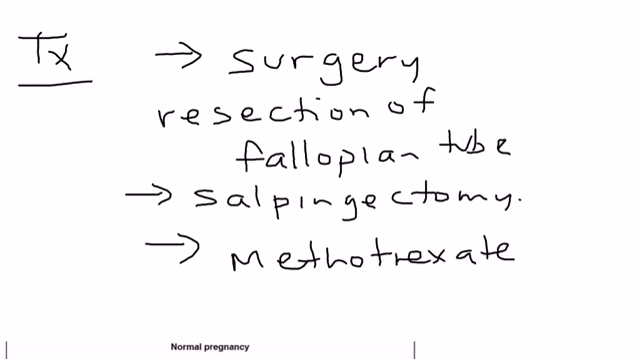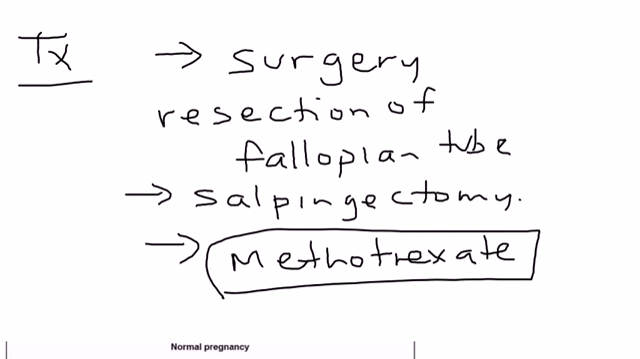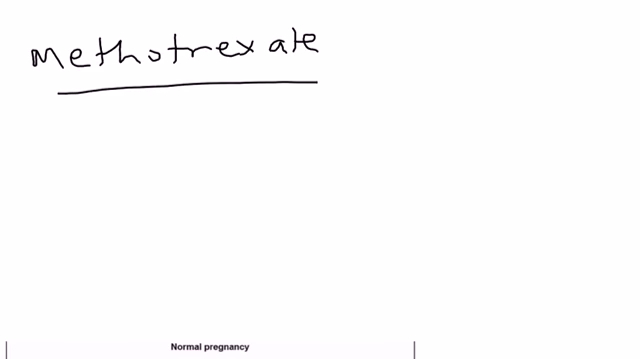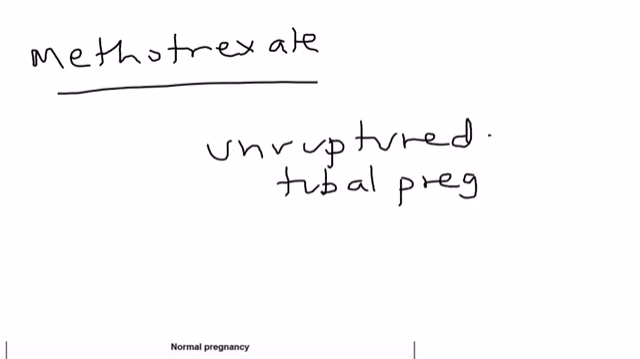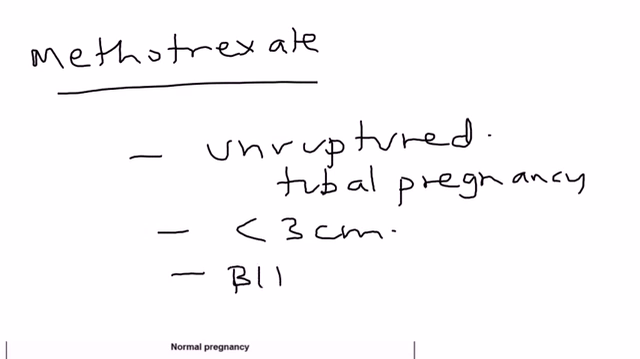Now, methotrexate is only used in certain specific conditions, and I'll explain it. When can you use methotrexate? Methotrexate is usually only used when you have an unruptured tubal pregnancy, and in particular, it's got to be pretty small, less than 3 centimeters, and also the beta HCG value needs to be less than 5,000. And if these criteria are met, then you can go ahead and use methotrexate.